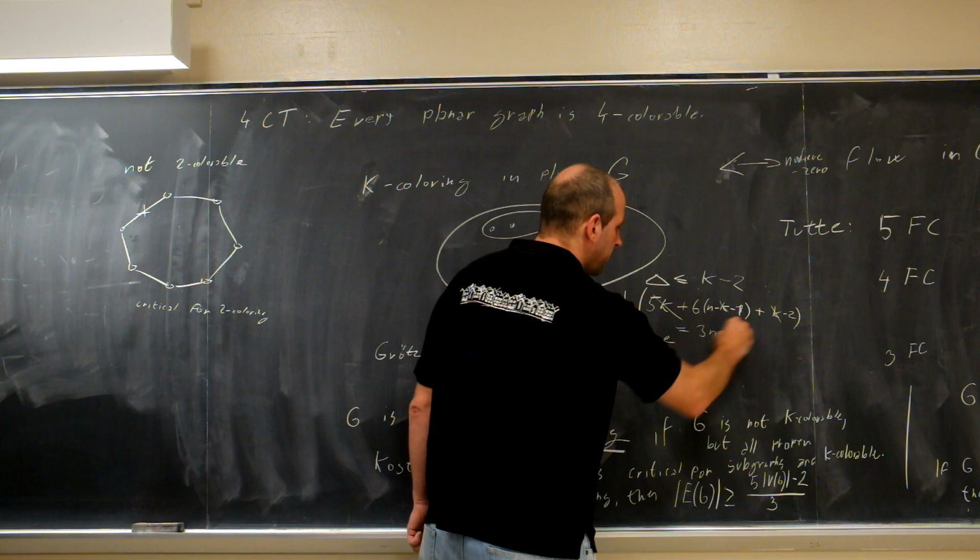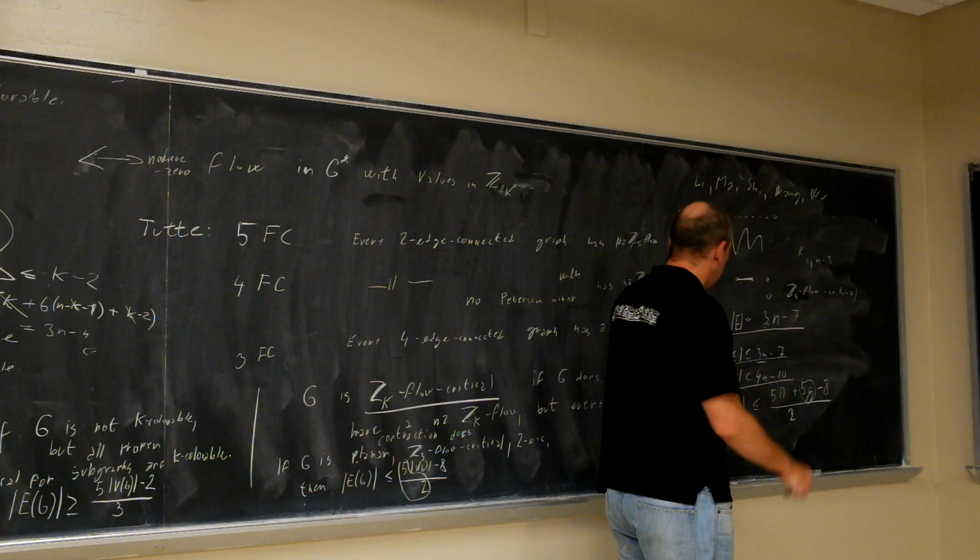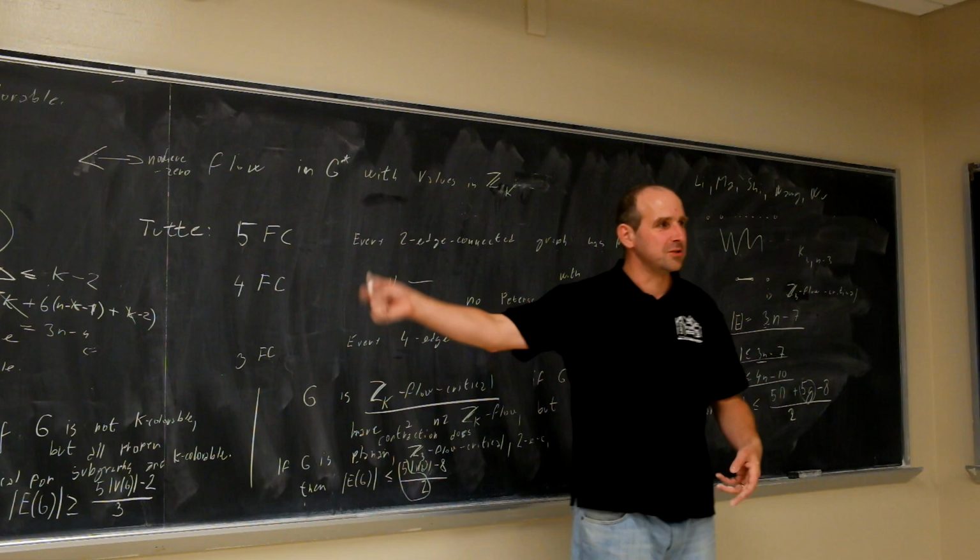So this supports the conjecture that this bound is the best possible. We are not getting all the way to minus 7, just to minus 4, but at least we are right on this higher order.